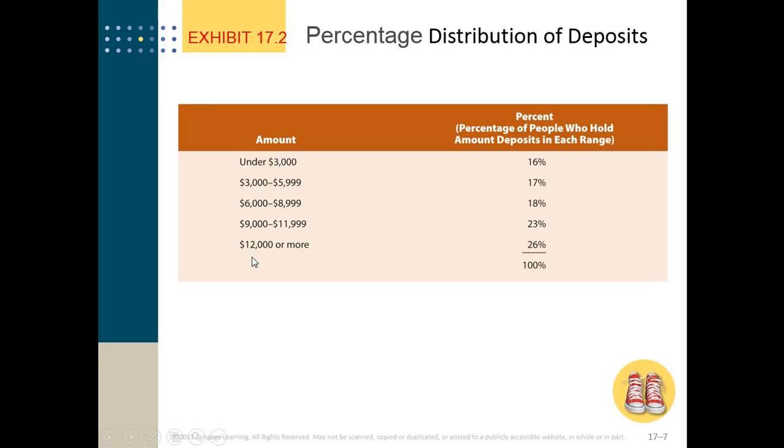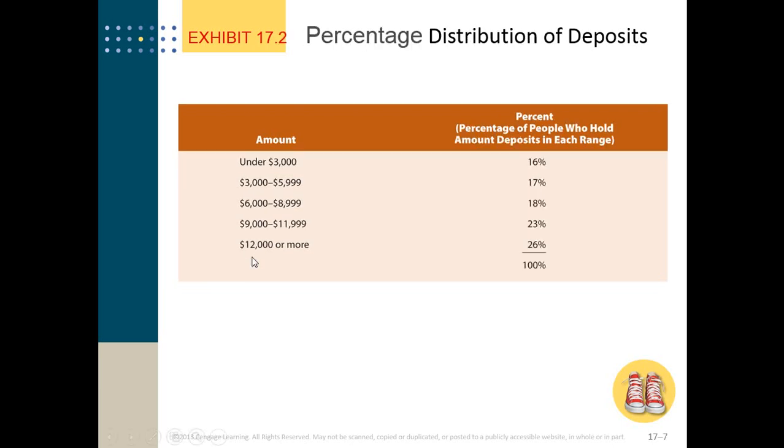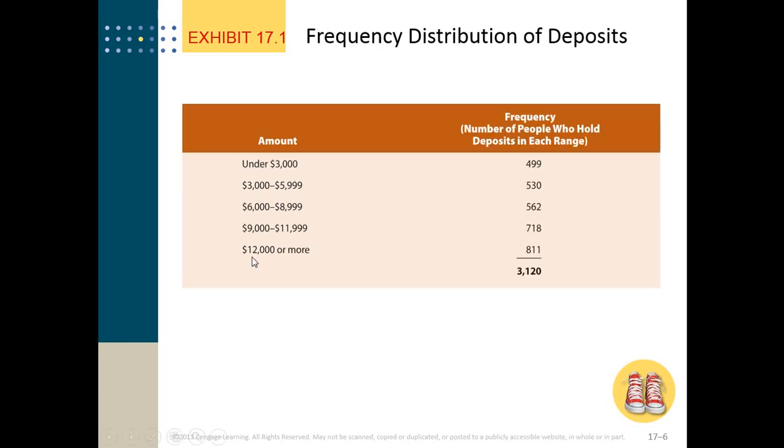Now, respondents answered how much deposit they hold. For example, 499 people answered that they have a deposit of less than 3,000. 530 people answered that they have a deposit of 3,000 to 5,999, and so on. So this is frequency distribution, as we are showing how many times a particular response comes up in the sample.